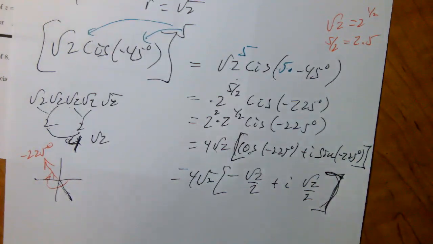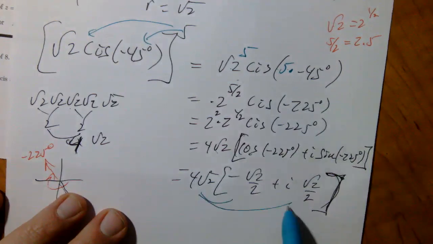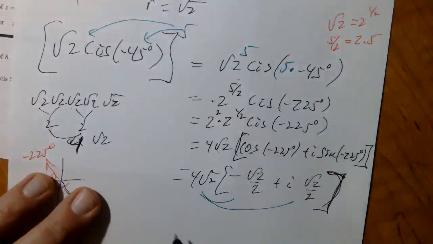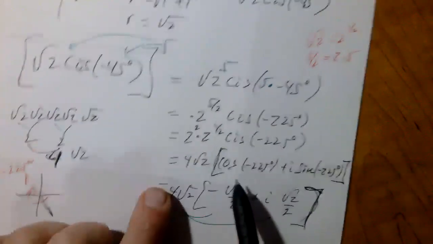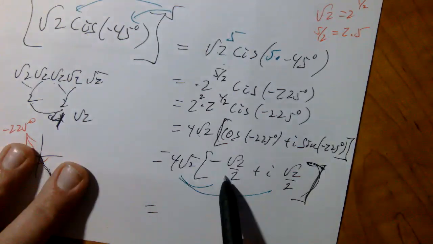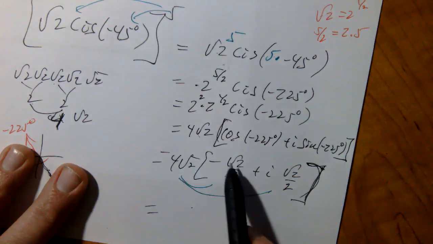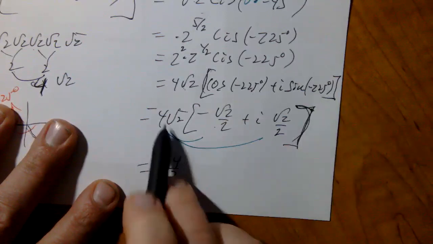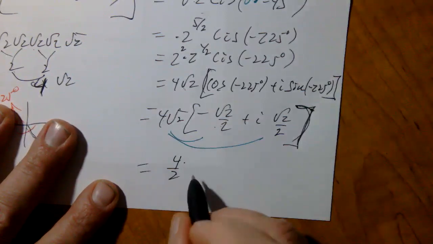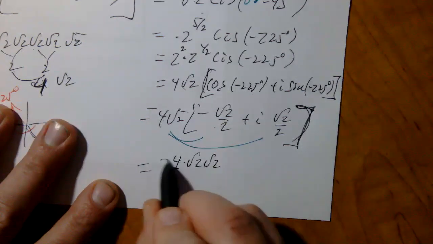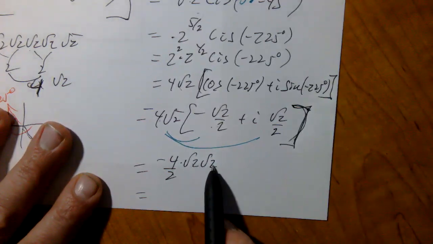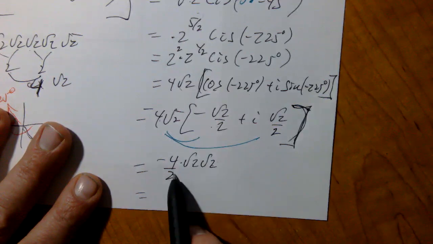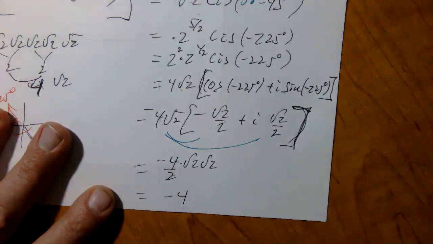Okay, now we can distribute this 4 root 2. So the first one here, let's see if we can just do it. What I'm saying here is the 4 divided by the 2 is going to be the 2, and the root 2 times root 2 is just going to turn into, well, maybe I should write this. Think of this 4 and this 2 as regular numbers. We got the root 2, and we got the root 2, and then we got the negative. So root 2 times root 2 is going to be 2, so it cancels this 2, and you're just left with a negative 4.